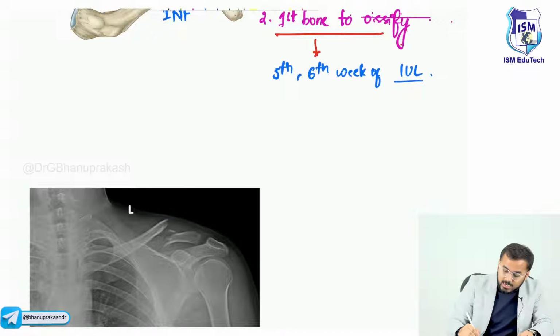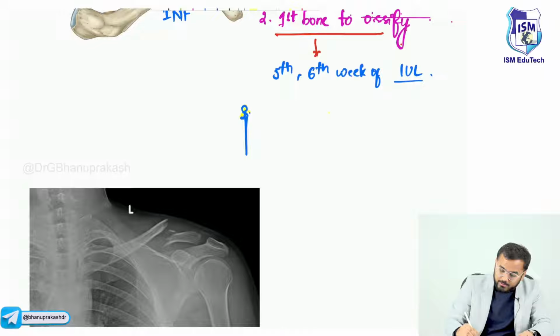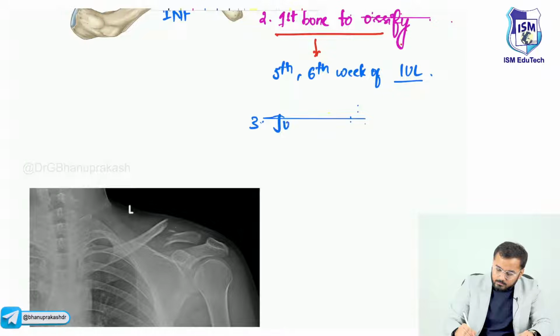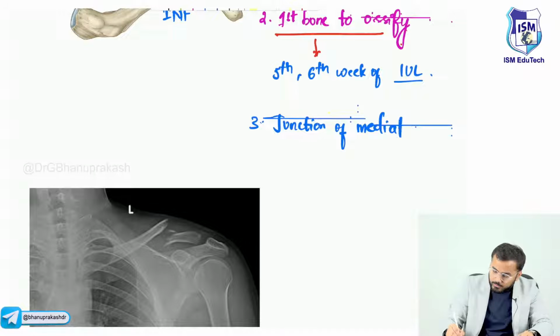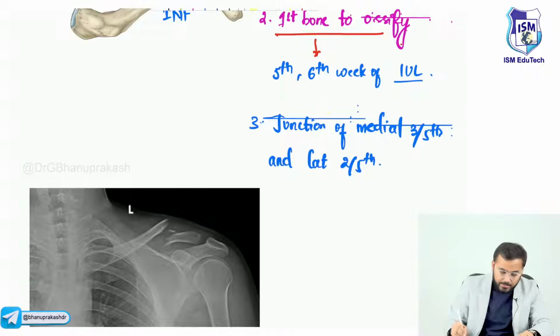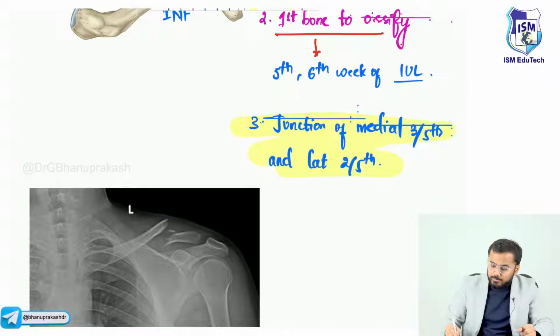So where is the clavicle fracture taking place? It is happening at the junction of medial 3/5 and lateral 2/5. Okay, medial 3/5 and lateral 2/5. So I hope all of you understood this point, right? This is one of the very important points which you need to know.